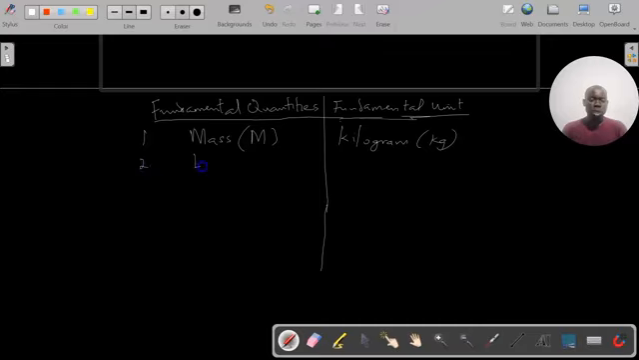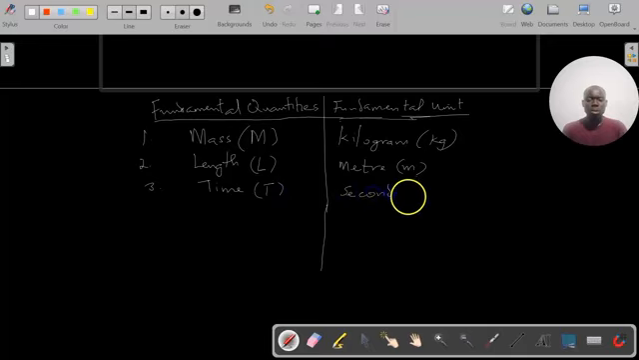The next one is length. You can represent length with L, and the standard unit is meter, which is m. We also have time, which we represent with capital T. The SI unit is second. We also have other units for time, like minutes and hours, but the standard unit is second. I also have electric current. We represent electric current with I, and the unit for electric current is ampere.